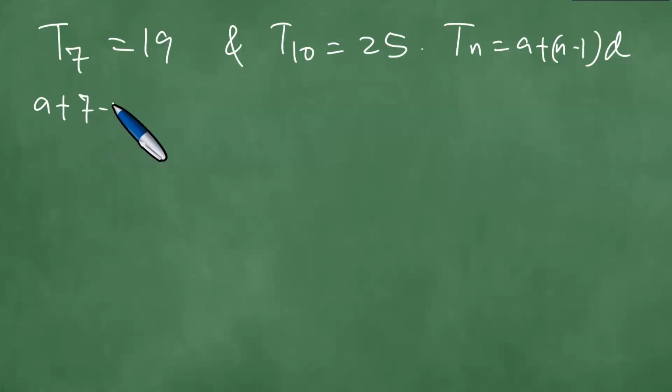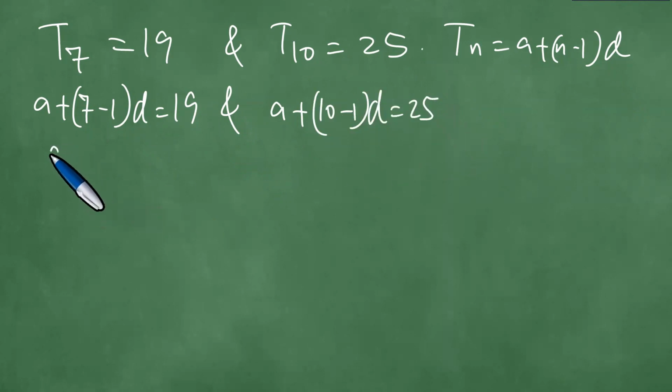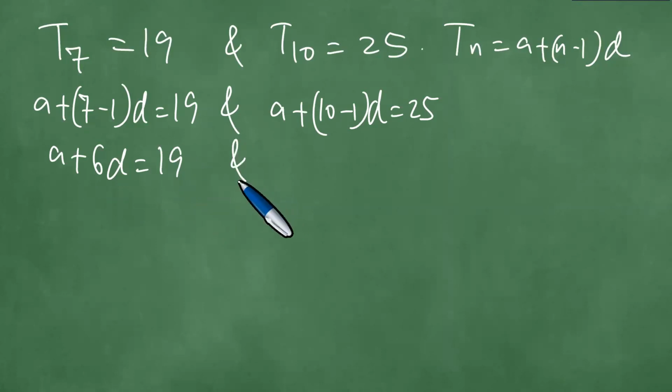A plus 6D equals 19. Same here. T10 means A plus 10 minus 1 into D, which is A plus 9D, equals 25.